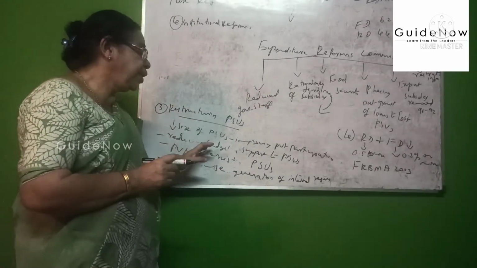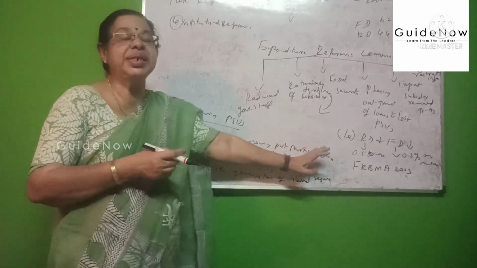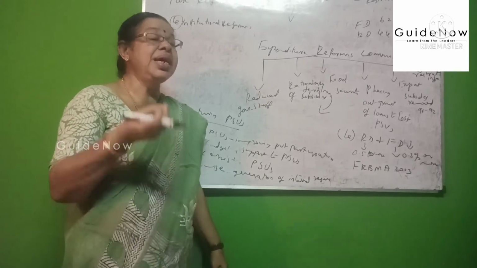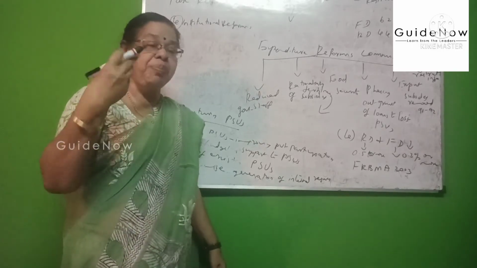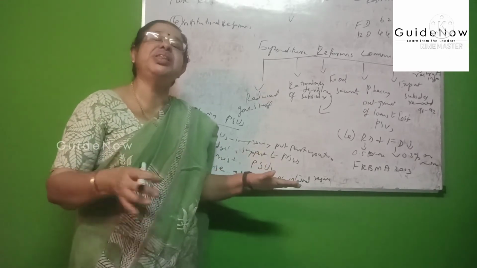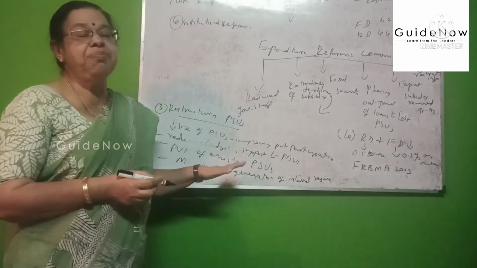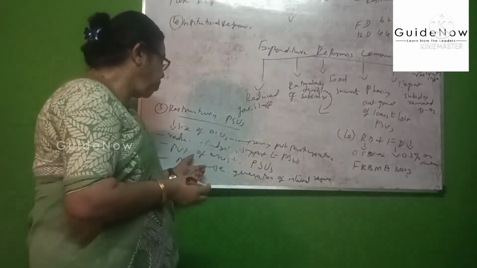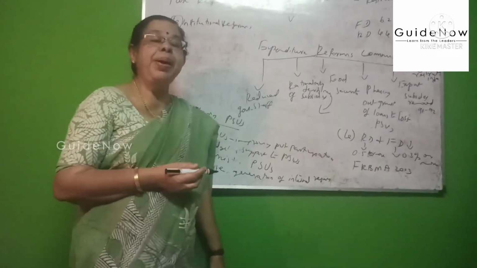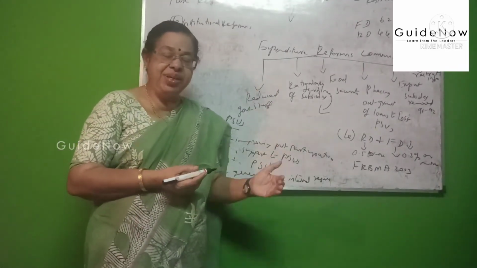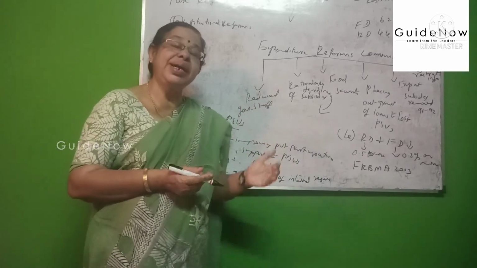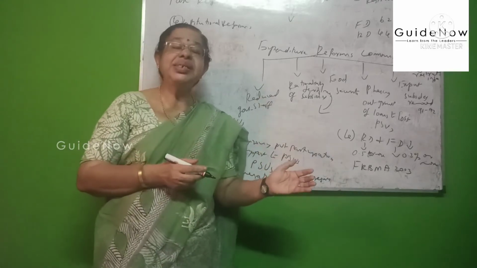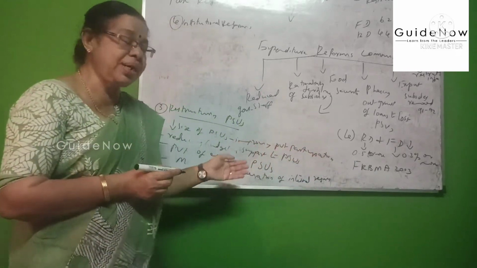At the same time, reduce budget support to the public sector undertakings. If there is too much government or budget support to public sector undertakings, they do not work efficiently. So, reduce the budget support. And next is privatization of existing public sector undertakings, where existing undertakings are allowed to go to the private sector.